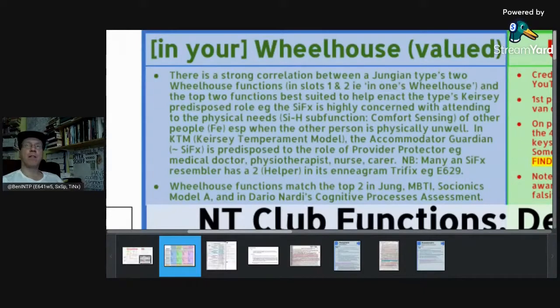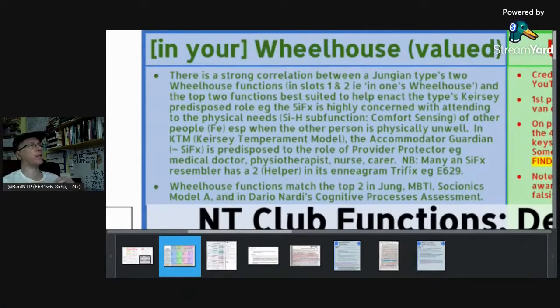The SiFe is highly concerned with attending to the physical needs, Si subfunction comfort sensing, that's the harmonizing subfunction, attending to the physical needs of other people, especially when the other person is physically unwell. In the Kersey temperament model, the accommodator guardian is predisposed to the role of provider protector, e.g. medical doctor, physiotherapist, nurse, carer. Many an ISFJ resembler has two in its Enneagram chart.